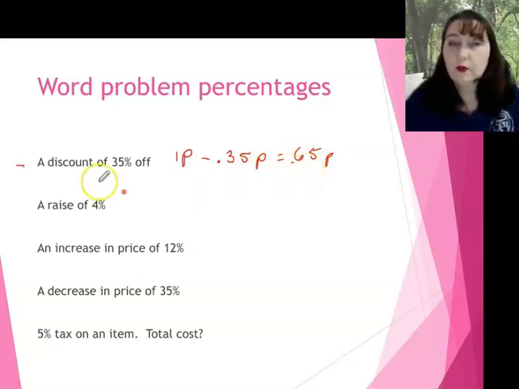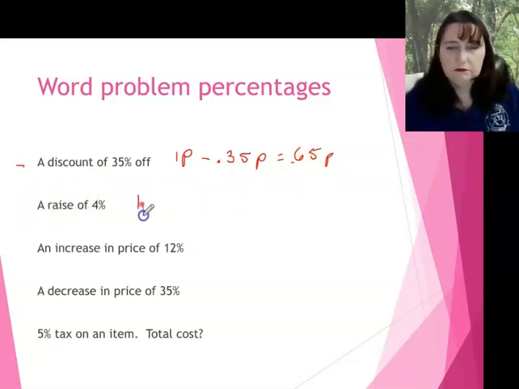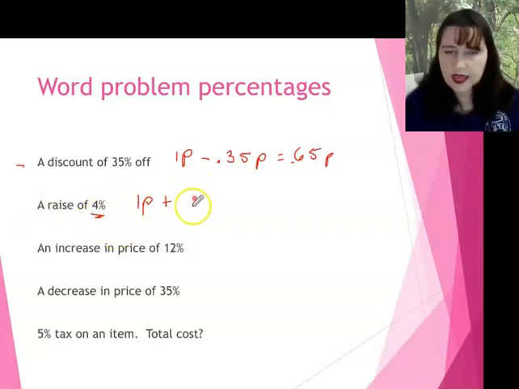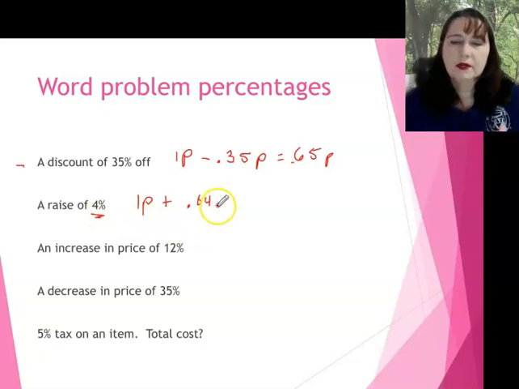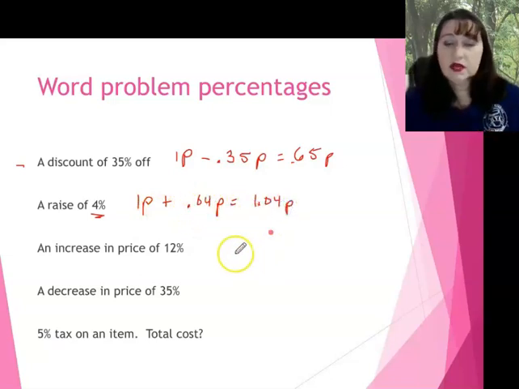So when I get a raise, okay, I get 1p plus, and then I would just basically, because a raise means I'm adding, not subtracting. That would be bad. And I'm going to put my 0.04 here, because remember, that's 0.04, not 0.4. And I'm going to put a p. And I'm going to add these two. So 1 plus 0.04 is 1.04. And it's p.